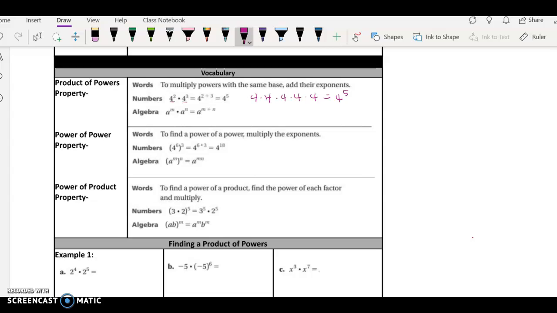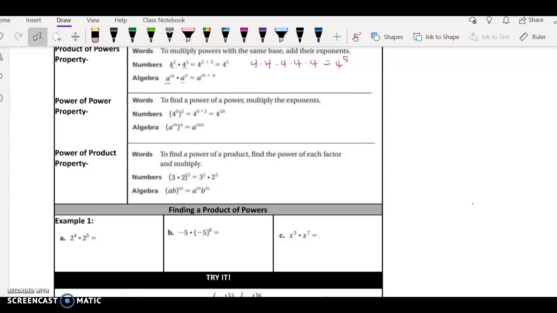So with letters, because we also do a little bit of algebra in here, if our base is the same, so even if it's a letter, we just add our exponents together. And you'll see that in a few of our examples.